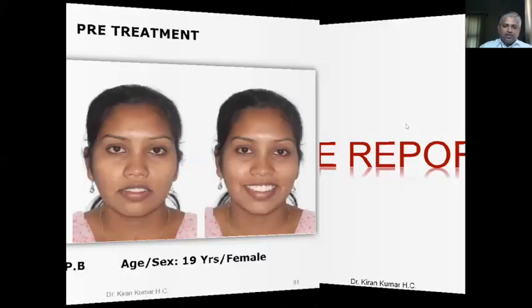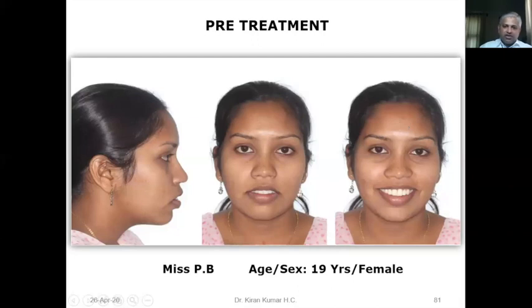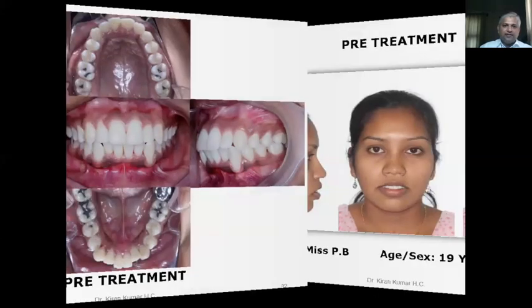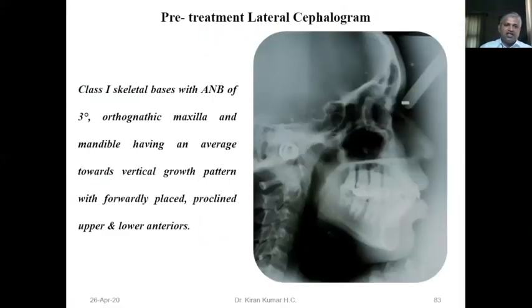Now next we have the next patient, PB Pusha. She is a 19-year-old female patient. Looks more like a class 1 bimaxillary protrusion case. Yes, it's a class 1 skeletal base with an ANB of 3 degrees, orthognathic maxilla and mandible, and a horizontal growth towards vertical growth pattern with forward placed, proclined upper and lower incisors.